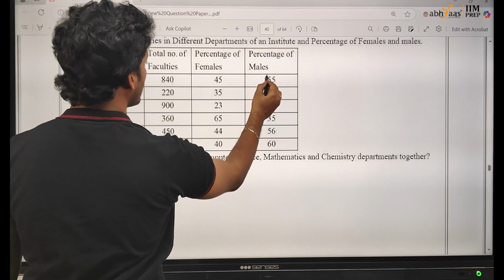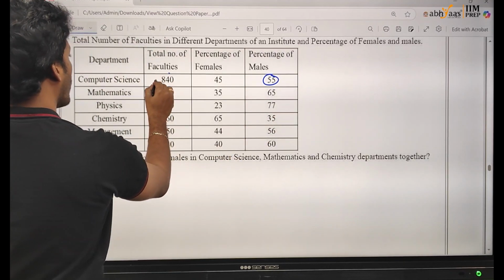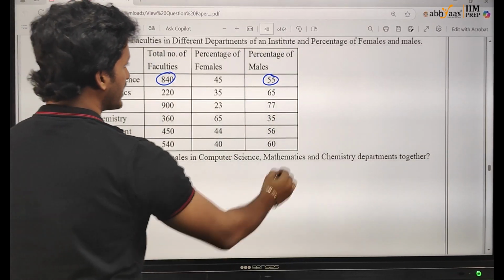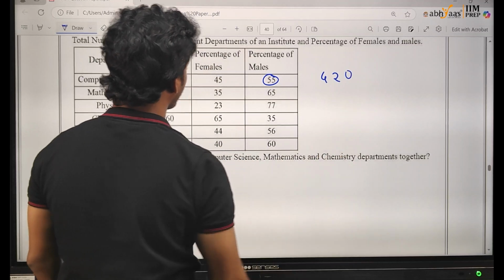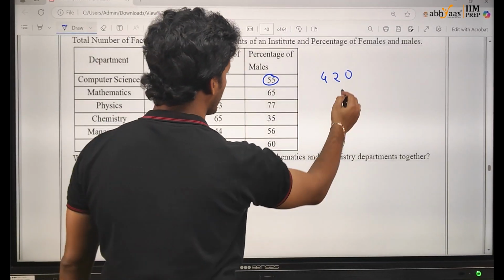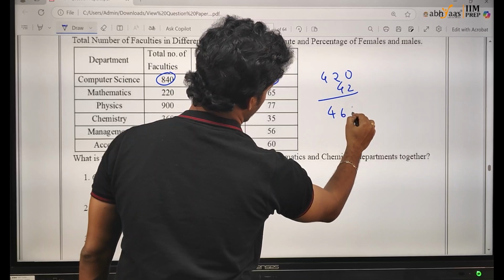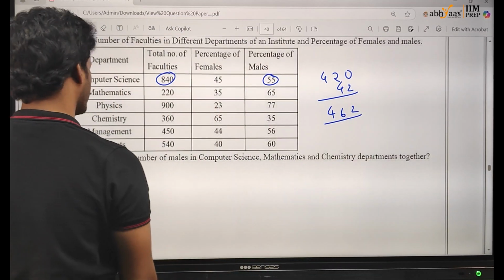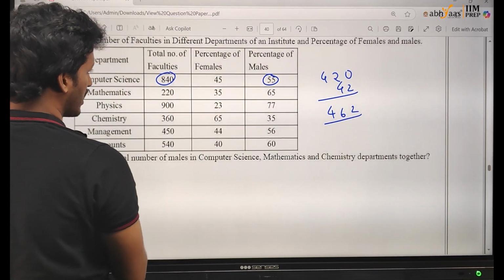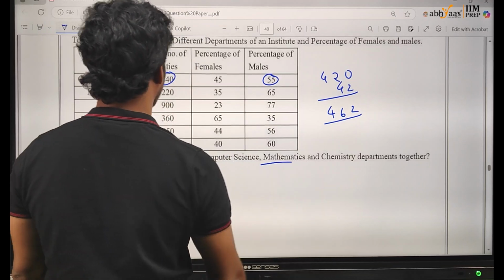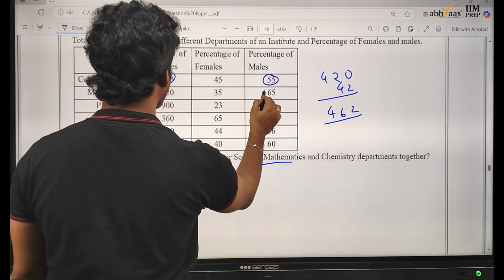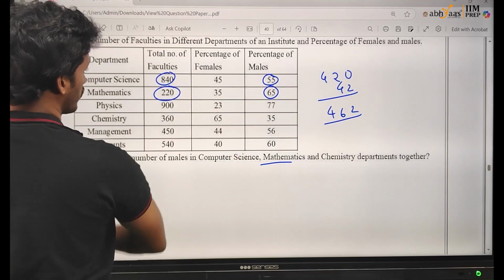So yes, total number of males in computer science. How much is that? 55 percentage. So what is 50 percentage of 840? It is 420. And what is 5 percentage? Obviously 42. Okay, so if I add them, it's 462. Okay, keep it here. Total number of males, right? Yeah. And next, in mathematics, it is 65 percentage of 220.